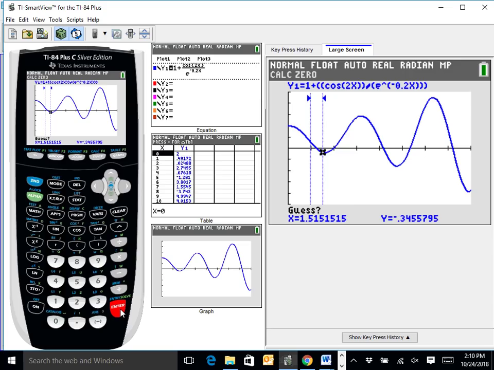So my first one is 1.233. I'm going to just truncate that. I don't want to worry about screwing up the rounding. So I'm going to say 1.233.